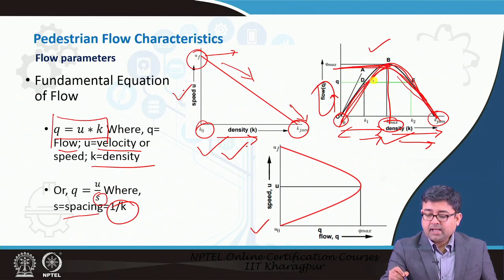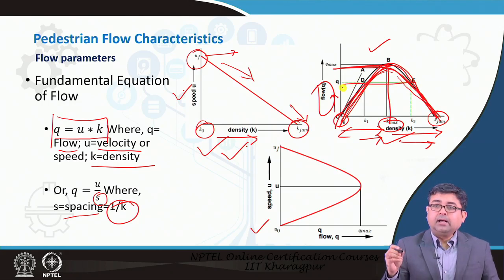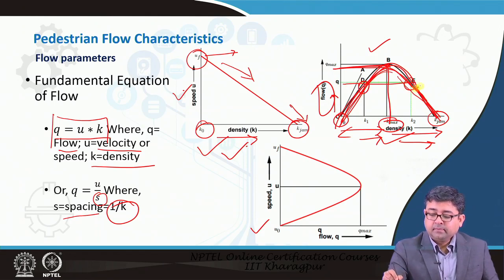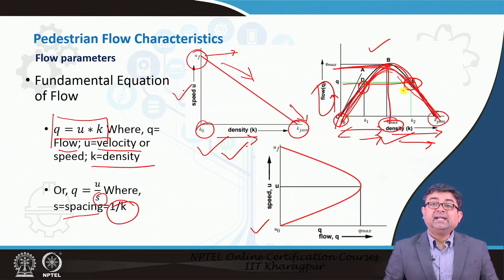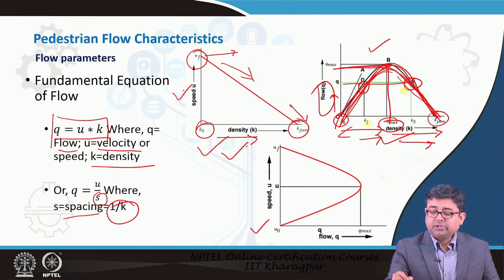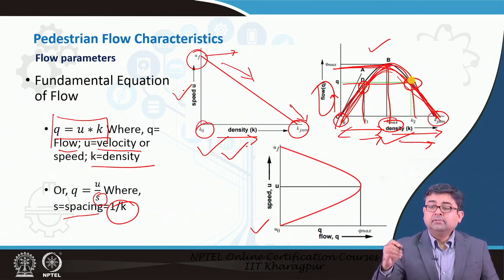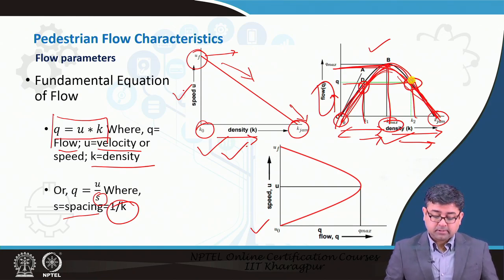So, as per characteristics of a parabola, any flow value, a particular flow point, will be occurring at two different density numbers, right. That is how a parabola works.